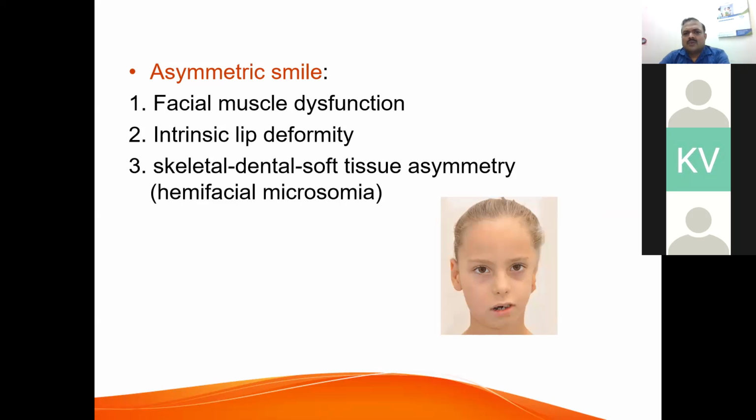Asymmetric smile. One, we talked about that before. Facial muscle dysfunction, intrinsic lip deformities like any scarring or a cleft lip and palate, and hemifacial microsomia can also have skeletal, dental, and soft tissue asymmetries. So these extremities can have an asymmetric smile.